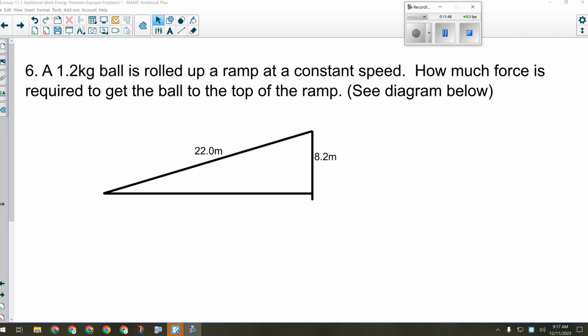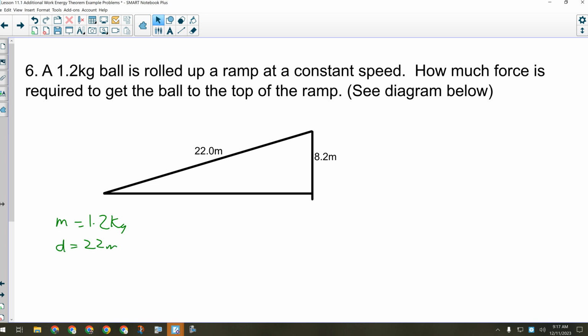Okay? So our givens in this question are that we know the mass, 1.2 kilograms. Okay? And we know that it's going to be rolled over a 22-meter distance. How do I know that 22 meters is the distance? Going up the ramp. That's the direction I'm going, exactly. I'm exerting the force up the ramp. It didn't say I lifted it, okay? It said I rolled it up the ramp. So I'm exerting force along this part of the diagram, okay?